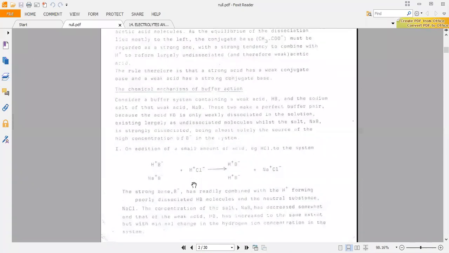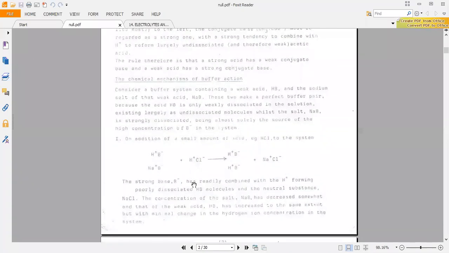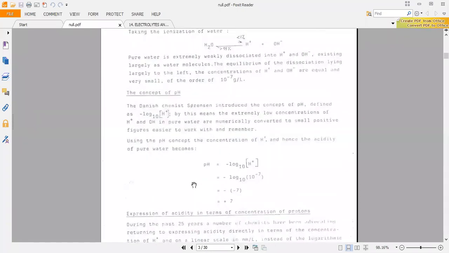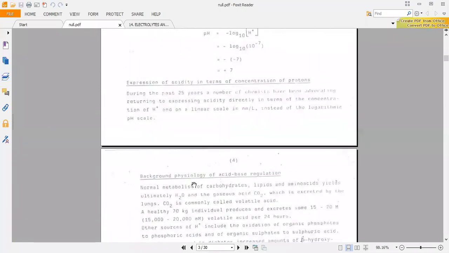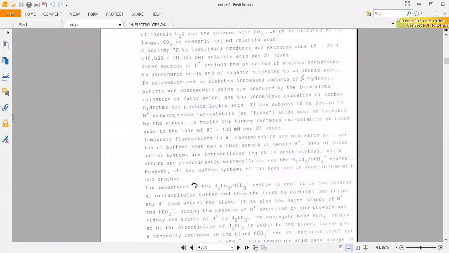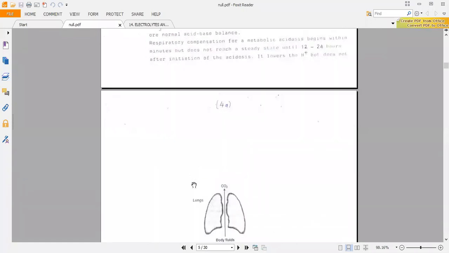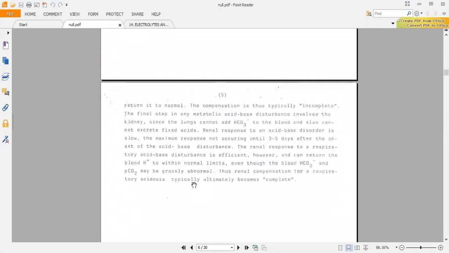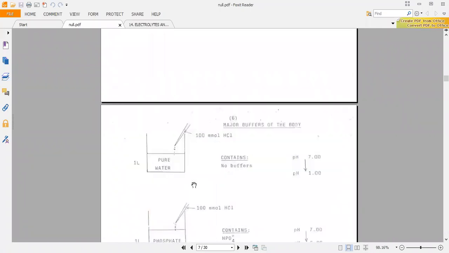All these things are explaining the concept of acids and pH, which we already know, so I'm not going to spend time over there. Okay, good. So now let's come to this slide.